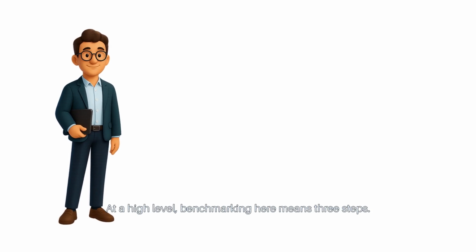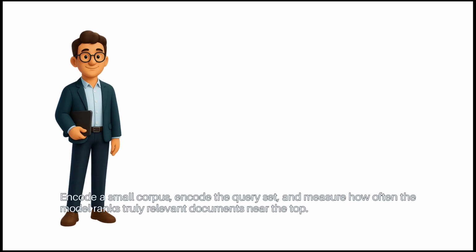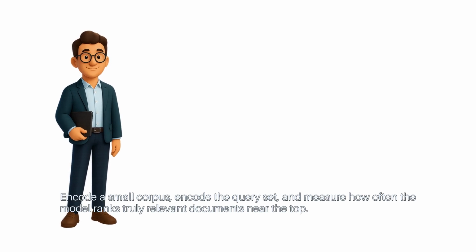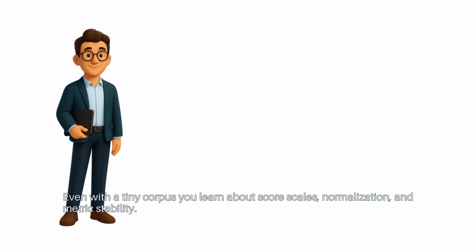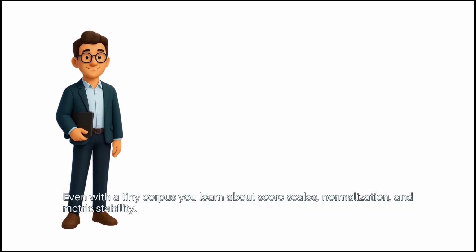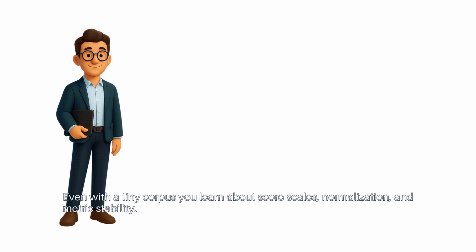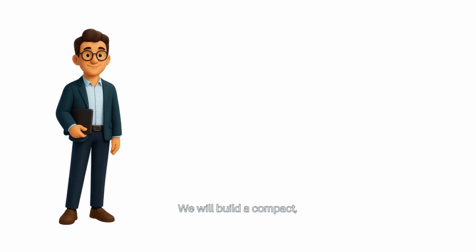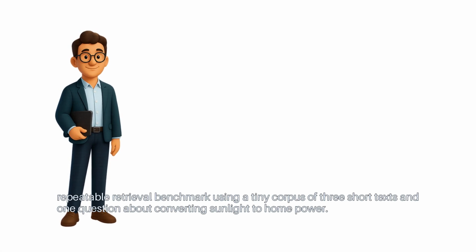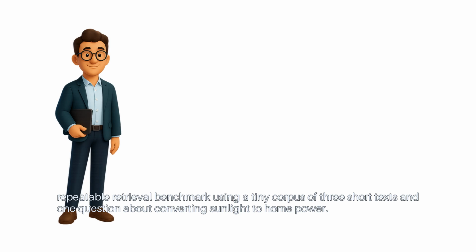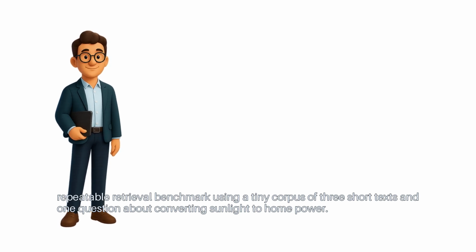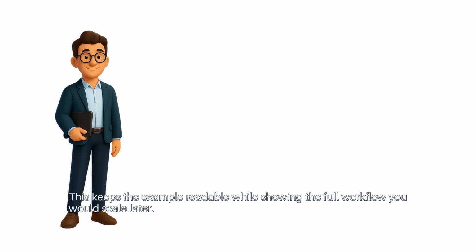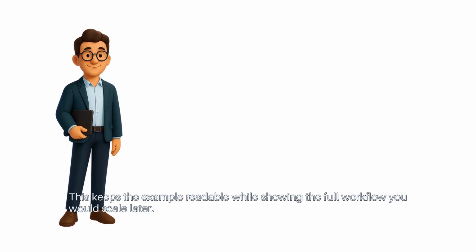At a high level, benchmarking here means 3 steps. Encode a small corpus, encode the query set, and measure how often the model ranks truly relevant documents near the top. Even with a tiny corpus, you learn about score scales, normalization, and metric stability. That knowledge scales to bigger collections. We will build a compact, repeatable retrieval benchmark using a tiny corpus of 3 short texts and 1 question about converting sunlight to home power. This keeps the example readable while showing the full workflow you would scale later.